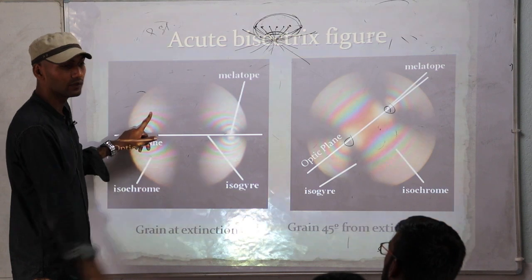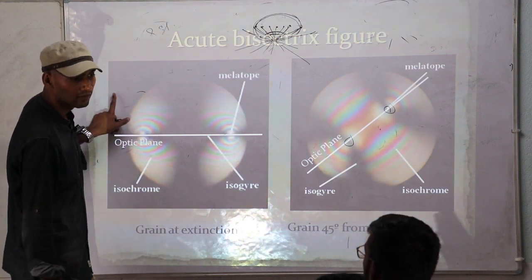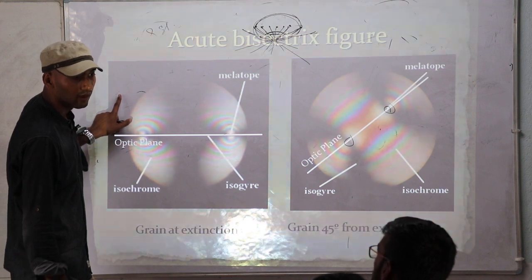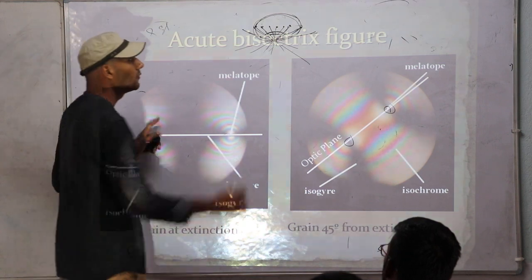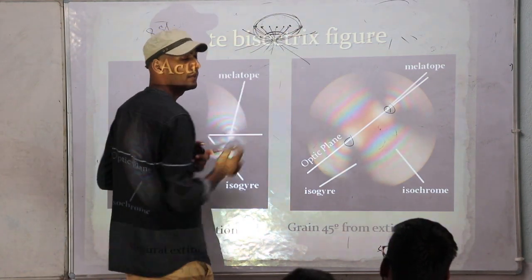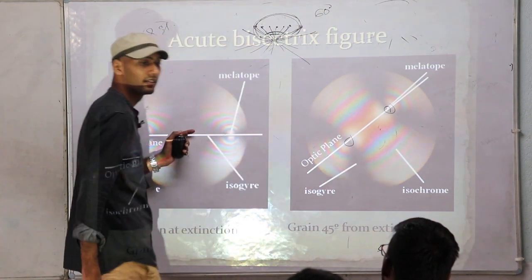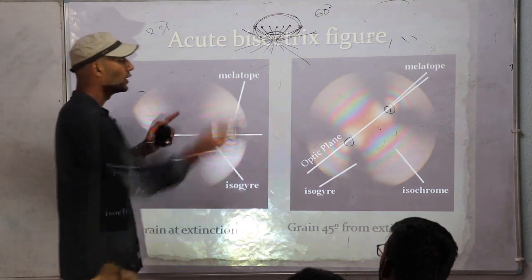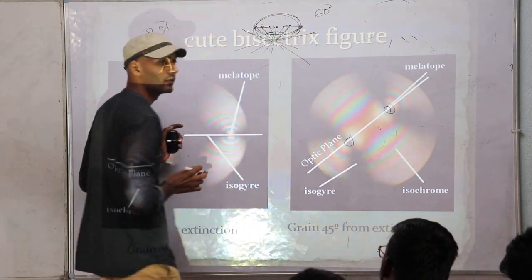I am taking this as an example. What you have asked, I am telling you: if you increase the angle, it will become obtuse. That is a limit I will tell you. When the melatope is formed at the boundary, that angle is 60 degrees. Got that? Within 60 degrees, you can watch the melatopes within the field of view.